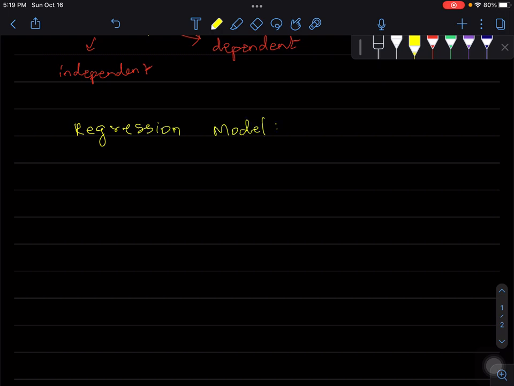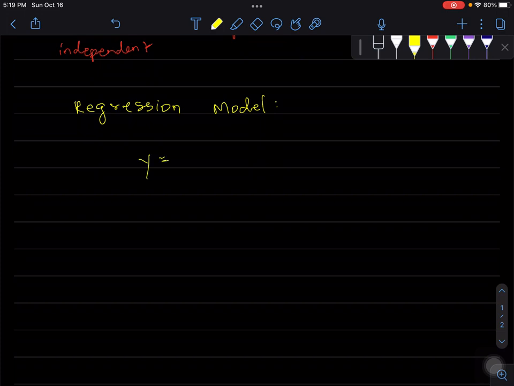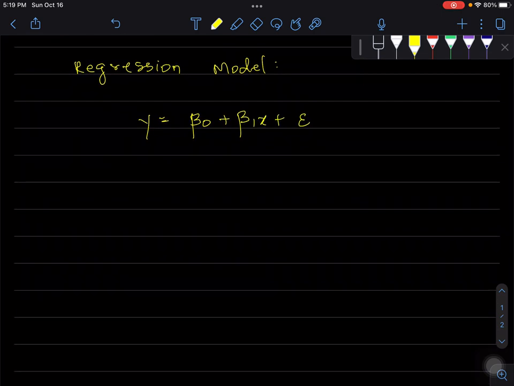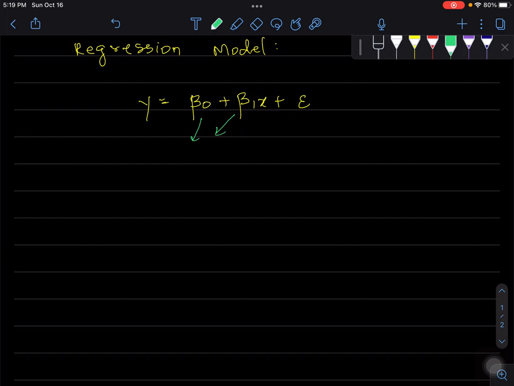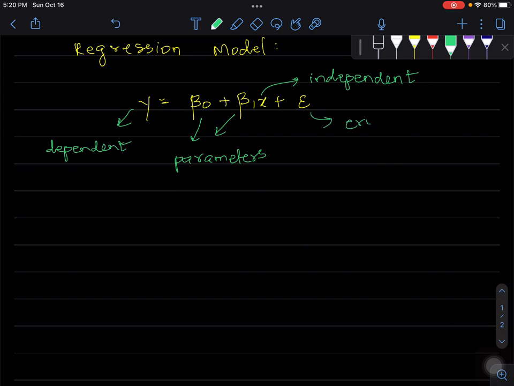The simple linear regression model equation is given by y equals beta naught plus beta 1 x plus epsilon, which can also be called e or the error term. Here, beta naught and beta 1 are parameters. X is the independent variable, y is the dependent variable, and epsilon is the error term, which accounts for everything that x cannot.